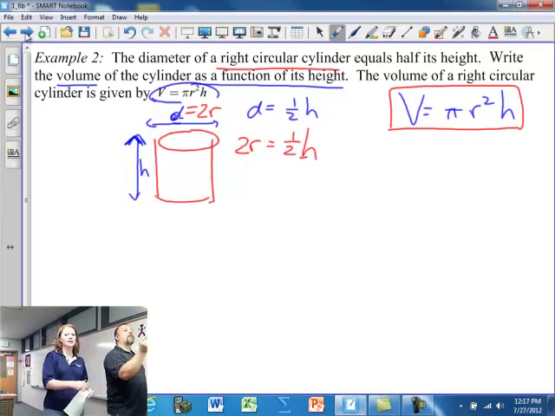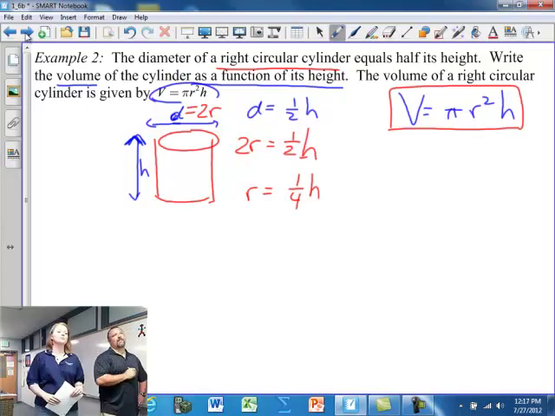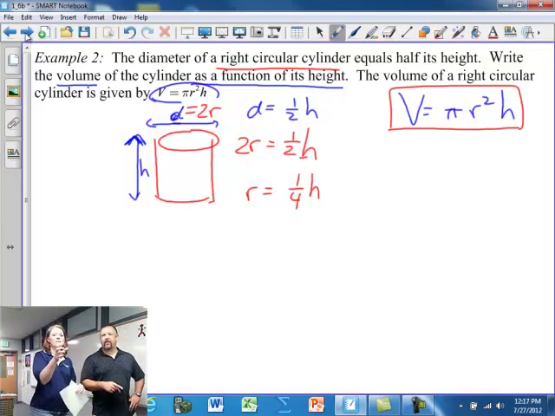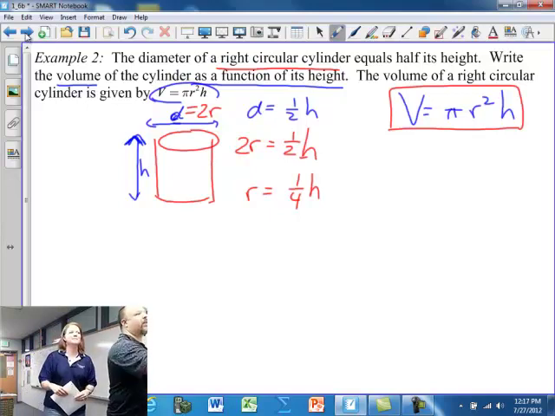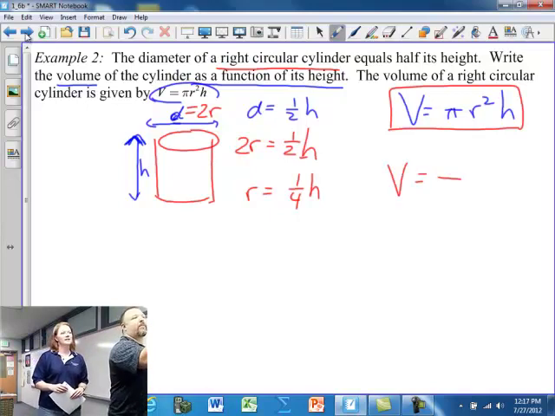Now we need to solve this for the radius so that we can then substitute it. So I just have to divide by 2. What's 1/2 h divided by 2? Half of a half is a quarter, so 1/4 of h. We're going to take that and substitute it into our volume expression. When we plug things into a function, we put what? We have to make a home for it. Remember the home? People think we're weird when we do this, but it solves so many issues.